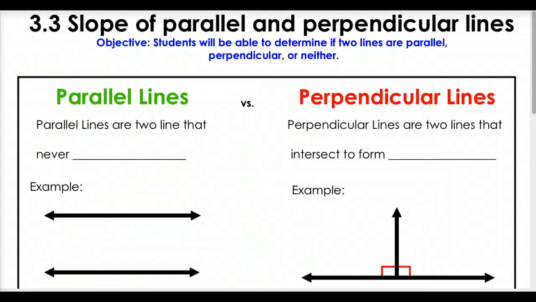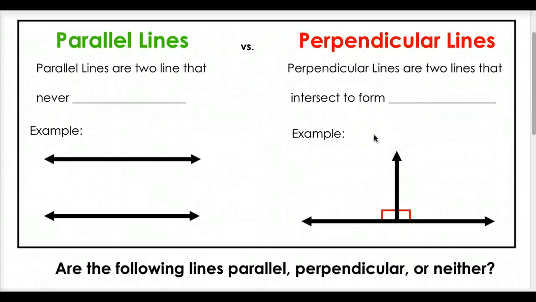Alright guys, I hope you're ready to put it all together. We've been learning about slopes of lines. Now we're going to be doing the slopes of parallel and perpendicular lines. That is the sound of your mind blowing. Today's objective is for students to be able to determine if two lines are parallel, perpendicular, or neither. That's it. Can you do that? Can you see if they're parallel, perpendicular, or not even either of those?